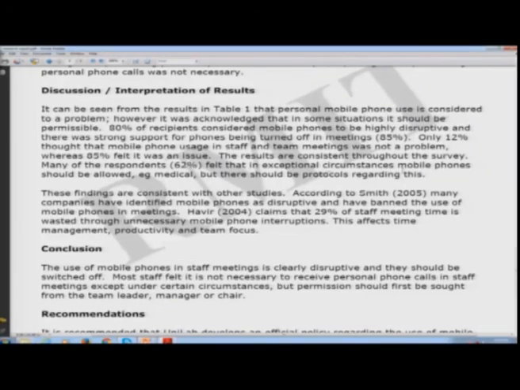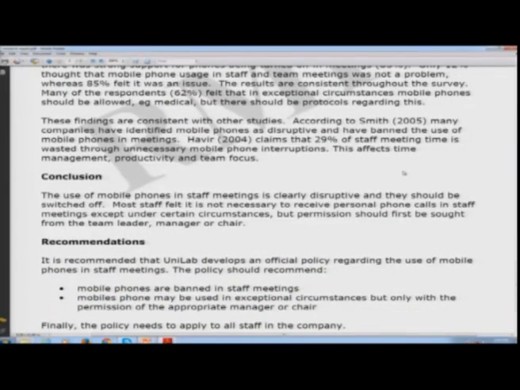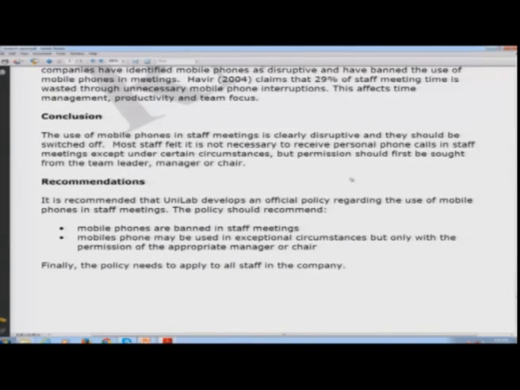These findings are consistent with other studies. According to Smith 2005, many companies have identified mobile phones as disruptive and have banned the use of mobile phones in meetings. Harvey 2004 claims that 29% of staff meeting time is wasted through unnecessary mobile phone interruptions. This affects time management, productivity and team focus. So, referring to some other studies, the researchers here clearly say that mobile phone usage is disruptive.